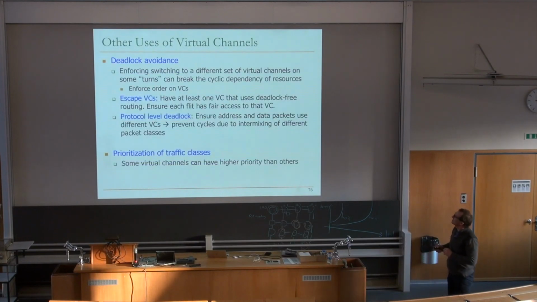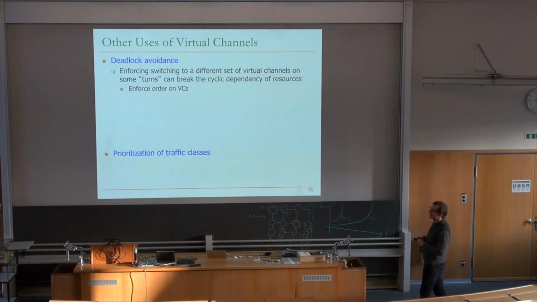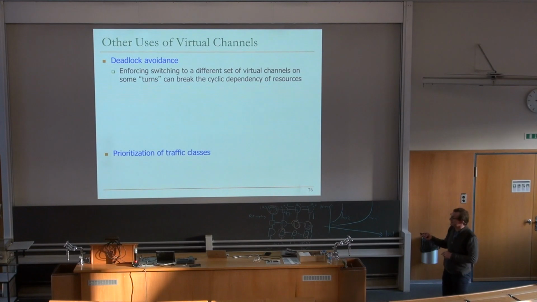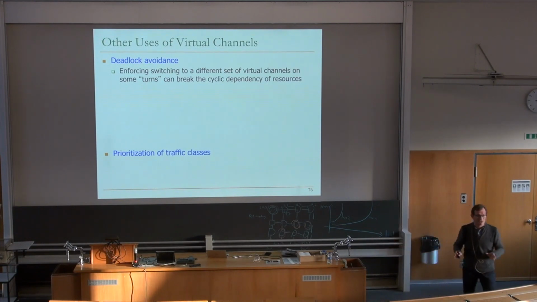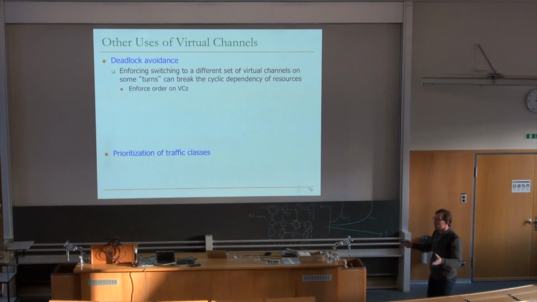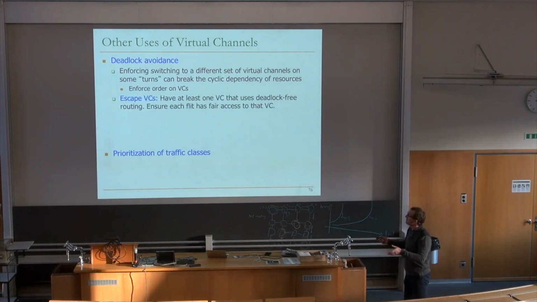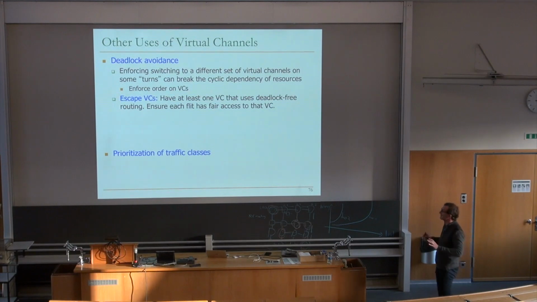Okay, let's see how much I want to cover. Okay, let's cover this very quickly. So basically, there are other uses of virtual channels. One is deadlock avoidance. You can enforce switching to a different set of virtual channels on some turns, and that way you can break the cyclic dependency of resources. Actually, if you have a virtual channel, you can steer traffic to another virtual channel. You can enforce order on the virtual channels, and you can have escape virtual channels, at least one virtual channel that uses deadlock-free routing. Everything else uses non-deadlock-free routing.